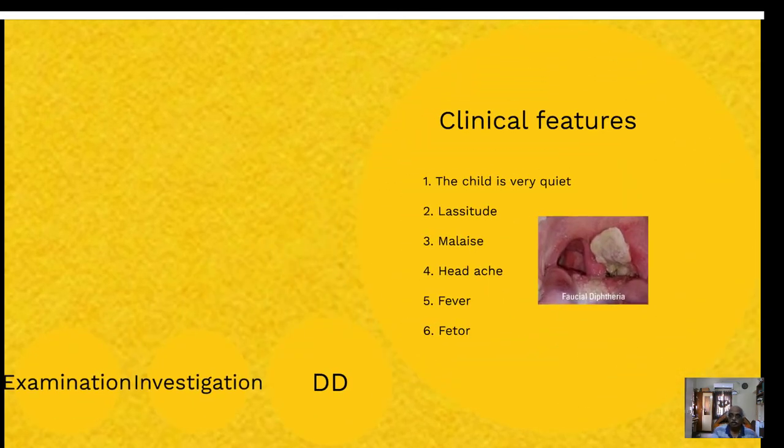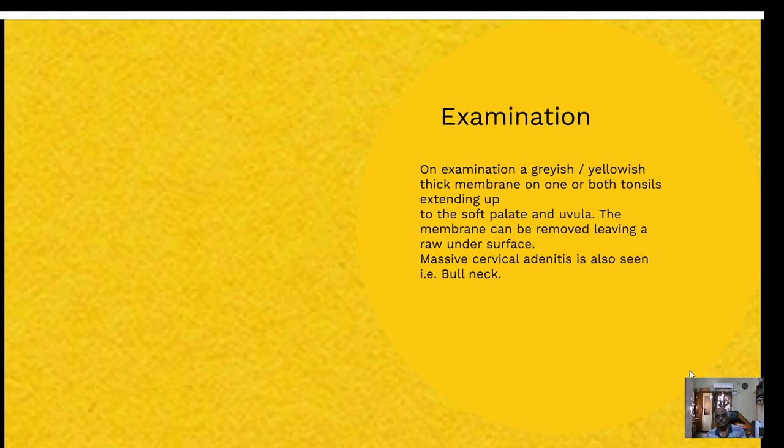The features of faucial diphtheria: a dirty white thick, curd-like membrane covering the entire tonsil, the base of the uvula and part of the uvula. The child will be very quiet. There will be weakness, lassitude, headache, fever, foul breath. On clinical examination, you can see a grayish or yellowish thick membrane covering the tonsil, extending up to the soft palate and uvula. The membrane can be removed, leaving a raw undersurface. The cervical adenitis will be huge, so it is also known as bull's neck because of the enlarged cervical lymph nodes.